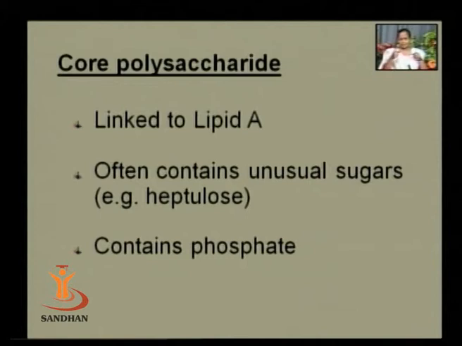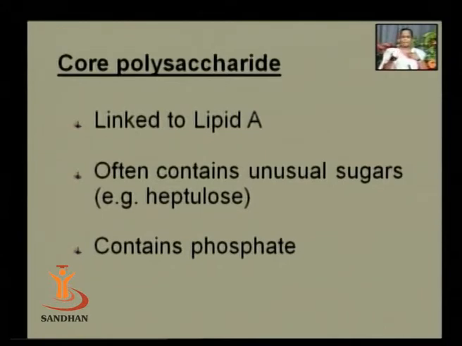The second part of LPS, that is the middle part, the core polysaccharides, is again made up of sugars like NAG. It contains glucose, galactose, and phosphate, but it also contains unusual sugars, like 7-carbon or 8-carbon sugars, heptose or KDO type of sugars. That is the core part.